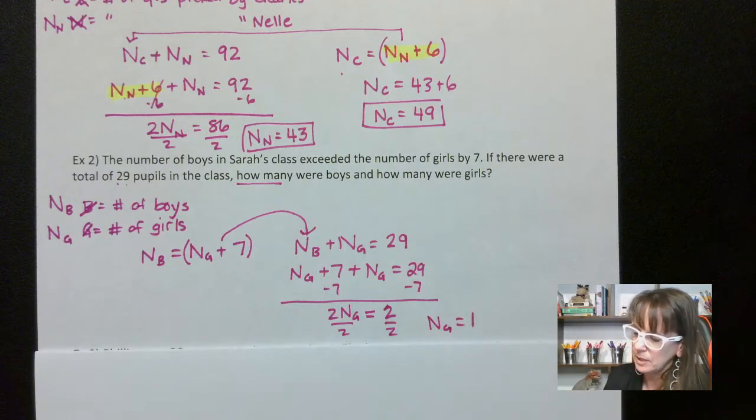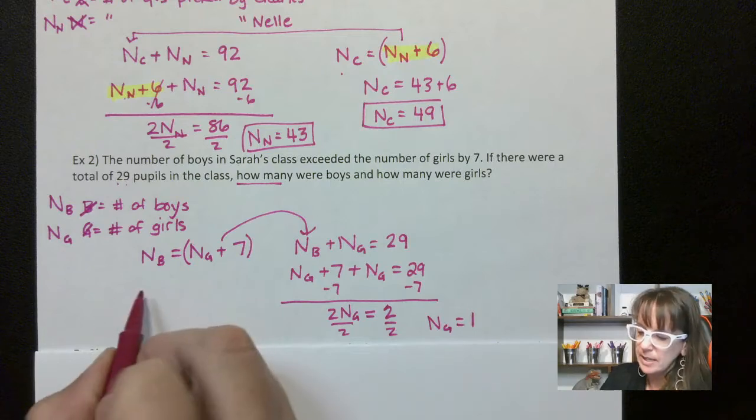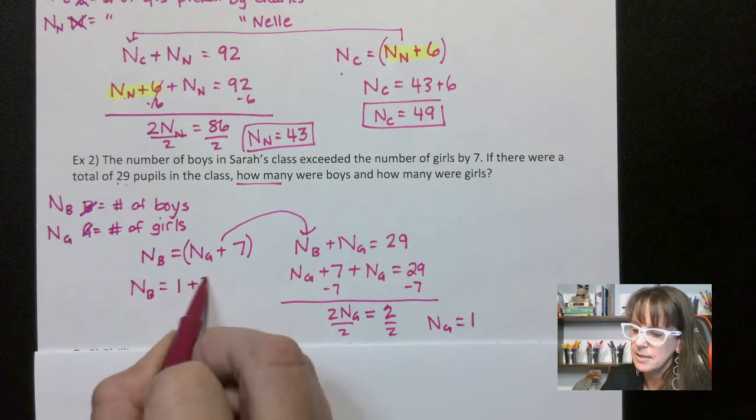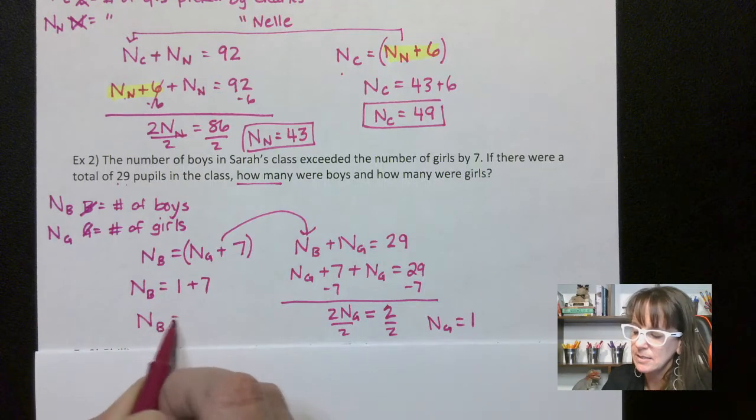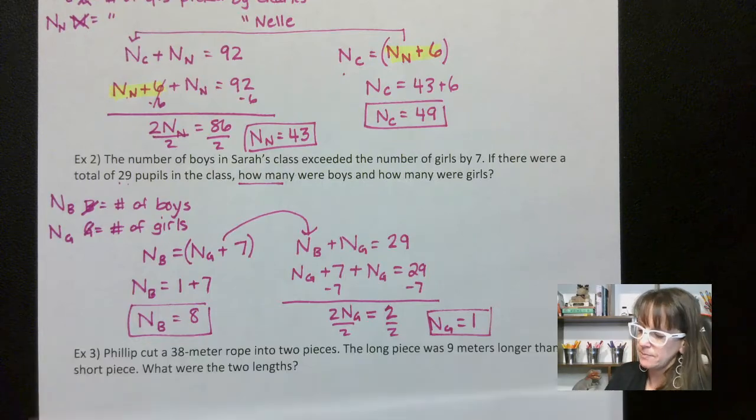Man, lonely kid. Now that we know the number of girls is 1, we can take that over here and say the number of boys equals the number of girls, which we now know is 1, plus 7. So the number of boys equals 8. So girls 1, boys 8. All right.